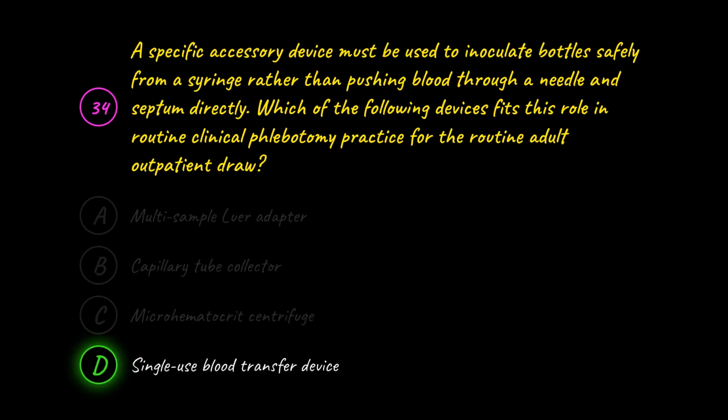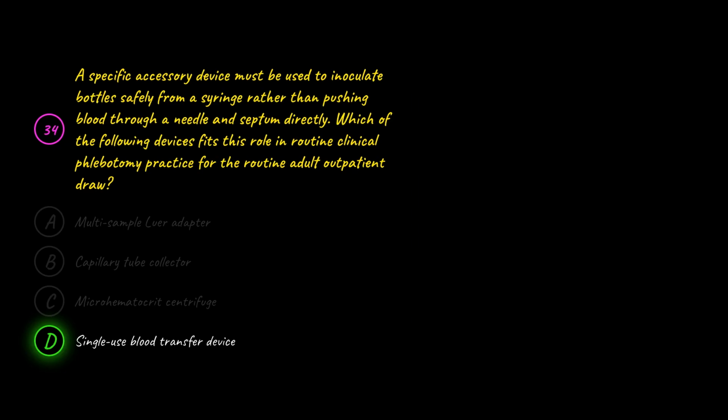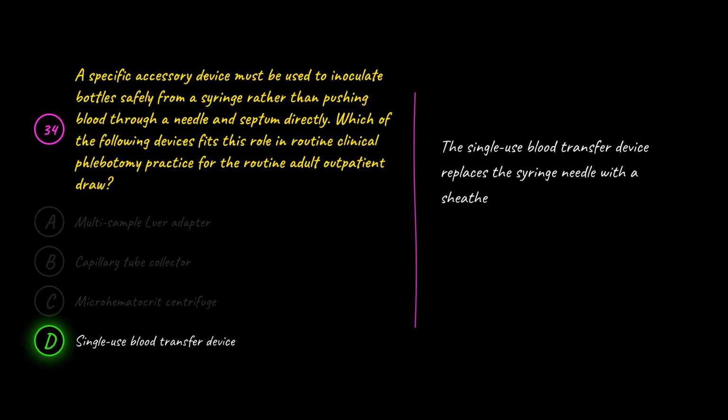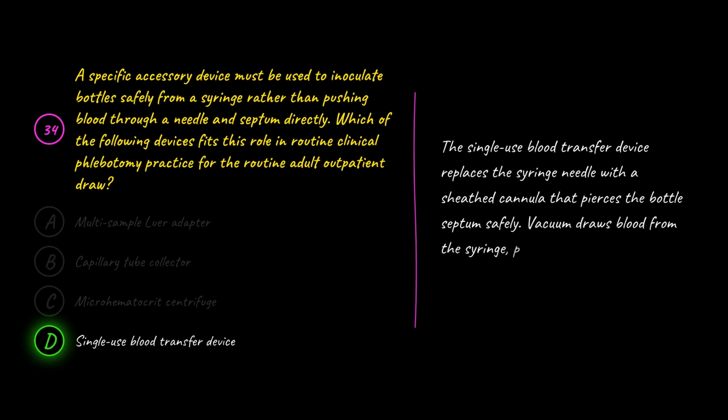The correct answer is D. Single-use blood transfer device. D is correct because the single-use blood transfer device replaces the syringe needle with a sheathed cannula that pierces the bottle septum safely. Vacuum draws blood from the syringe, preventing splash and pressurization injuries.